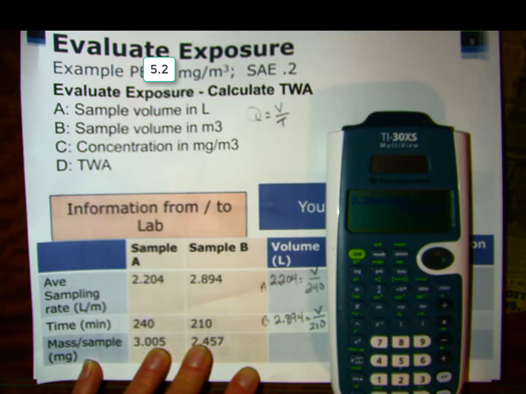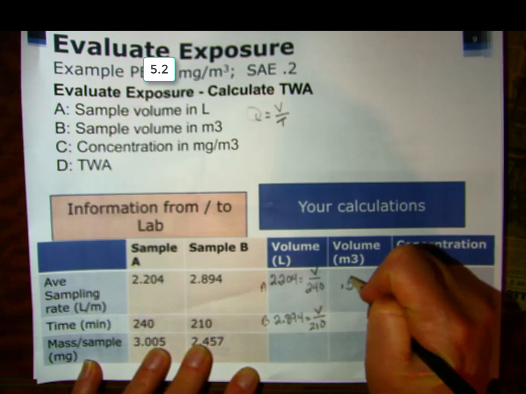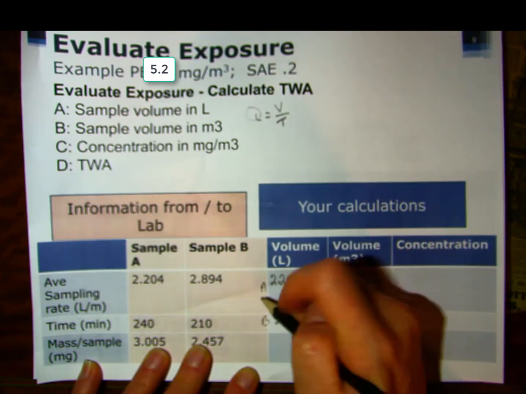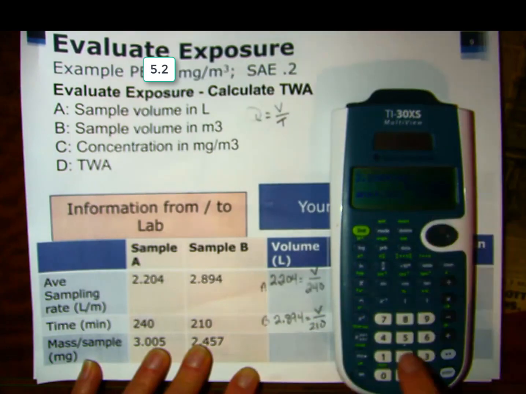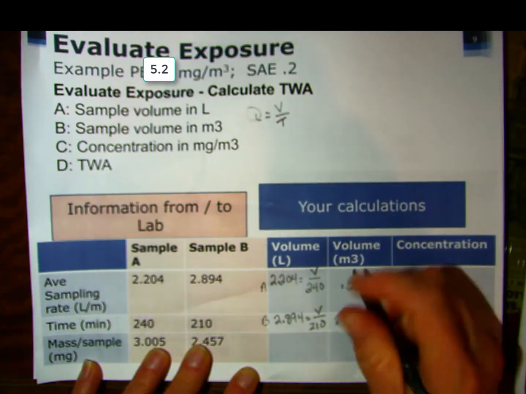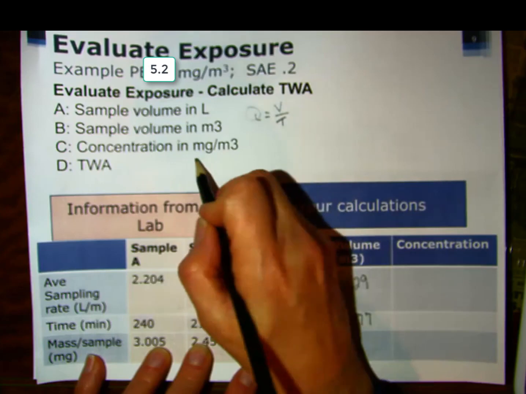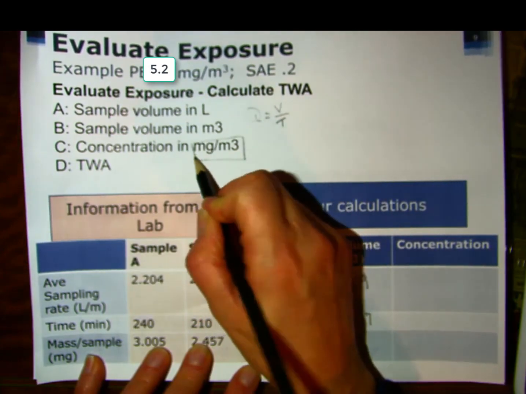So there is my answer in liters, and if I multiply it by 0.001, I can get my conversion of 0.529 meters cubed for sample A. Sample B, and again I'll multiply it by 0.001 and do my conversion. I got 0.6077. Now our concentration formula is right here.